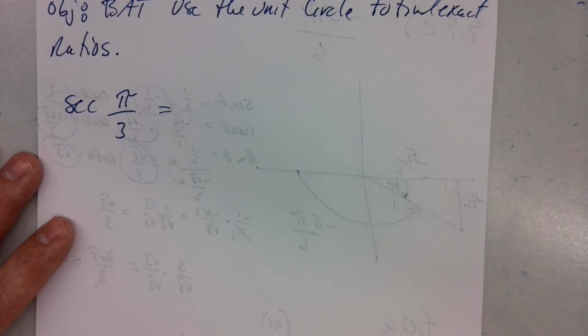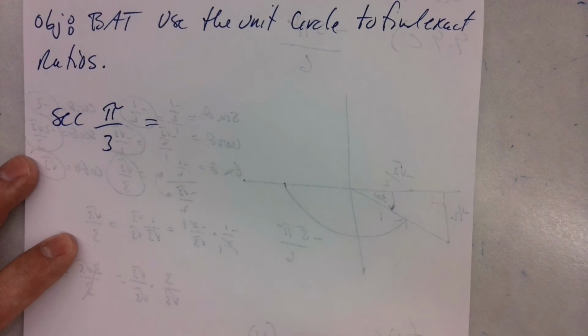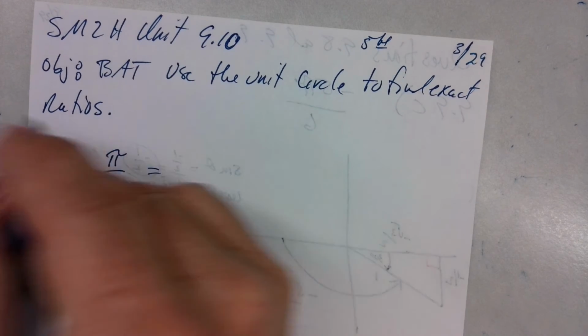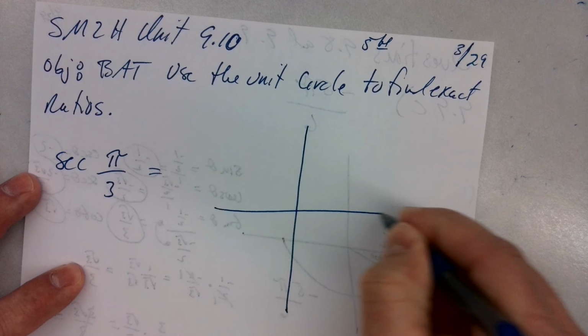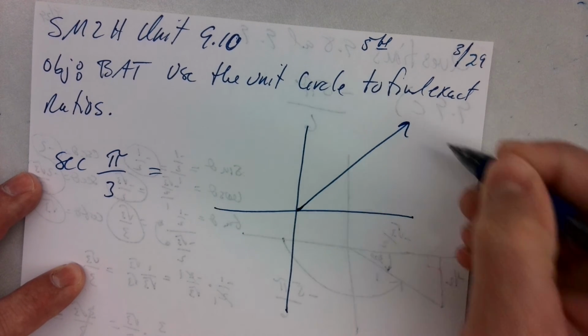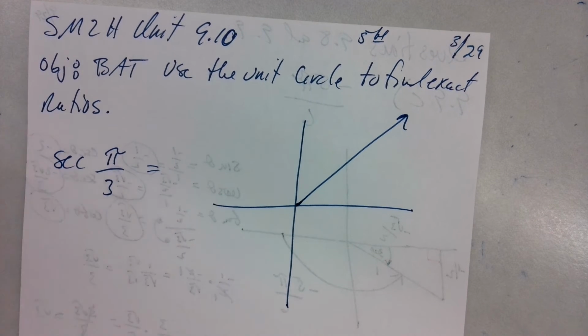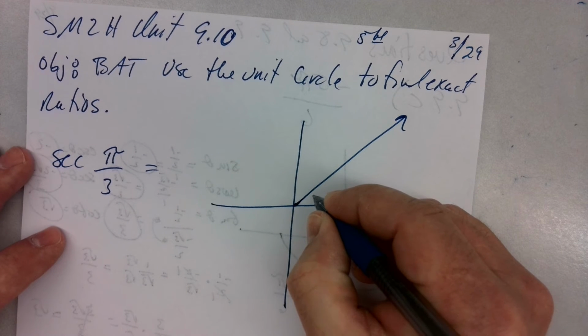Well, I would find out where is pi thirds, right? Okay, so I would go and say, okay, I know that pi thirds is right there. Is that what you're telling me? Yeah. Maybe a little more, but that's the idea, right? And this is 60 degrees.